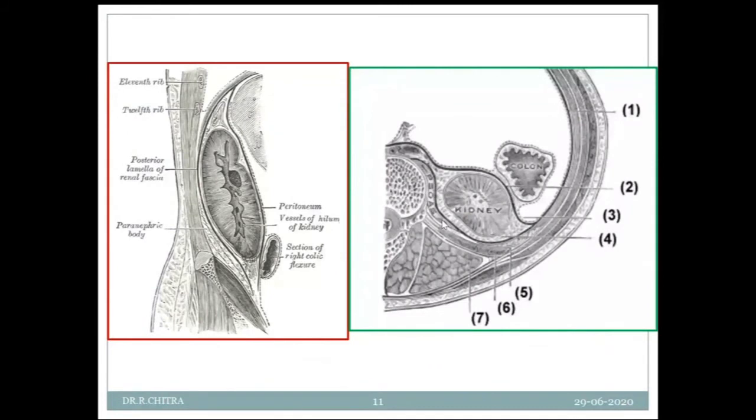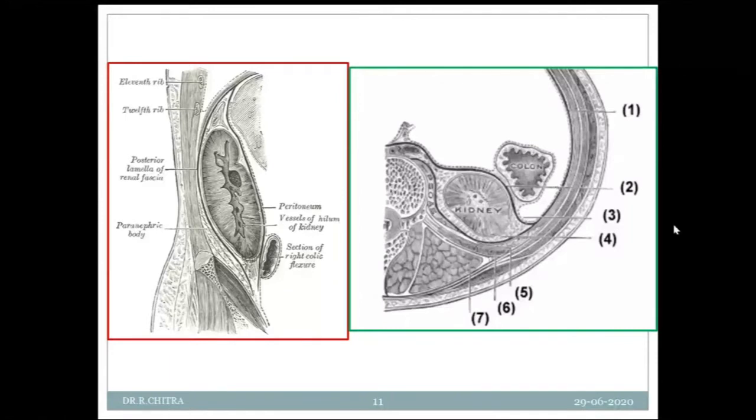If you see this, this is the extension of the anterior layer and the posterior layer. So this is the anterior layer of the renal fascia and this is the posterior layer of the renal fascia. This is the upper extent of the renal fascia and this is the lower extent of the renal fascia. If you see laterally, both layers are fused.